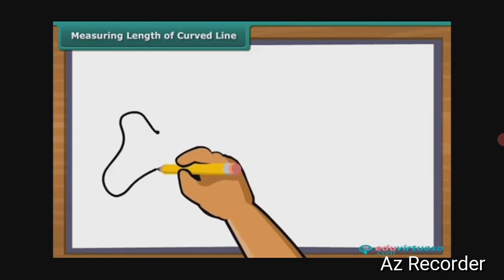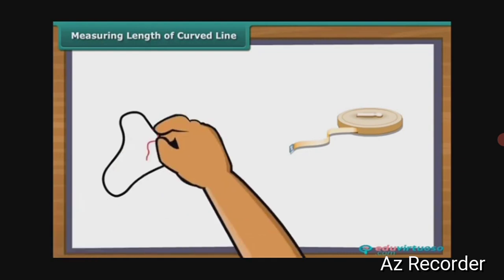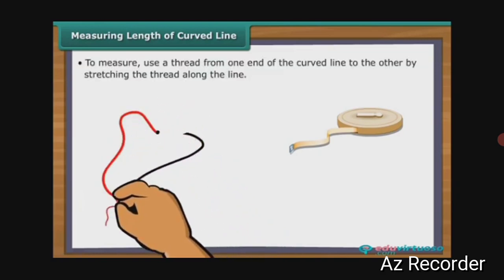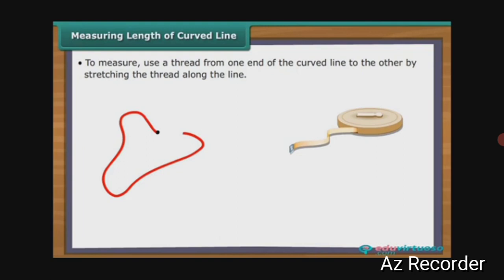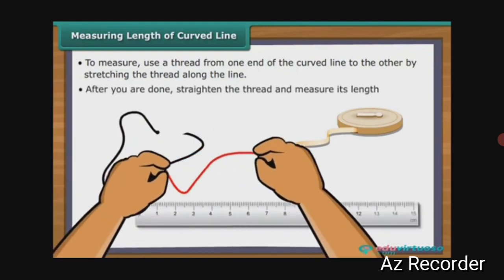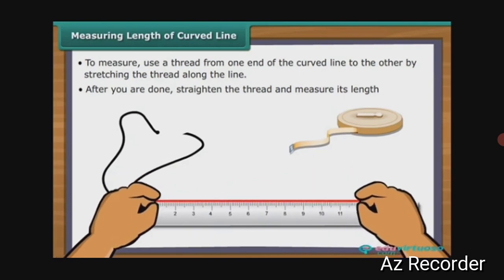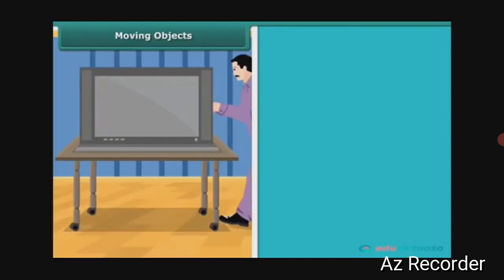Measuring length of a curved line. To measure a curved line, the standard measuring tape will not be enough. You will use a different mechanism to arrive at the correct length of the curved line. To measure, you will use a thread. Along the line, you will lay the thread from one end of the curved line to the other end. After you straighten the thread and measure its length, you will know the length of the curved line accurately.